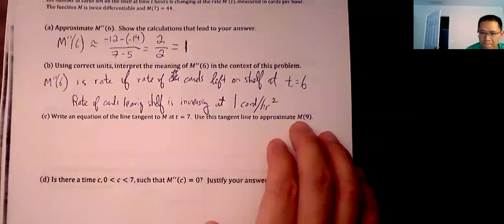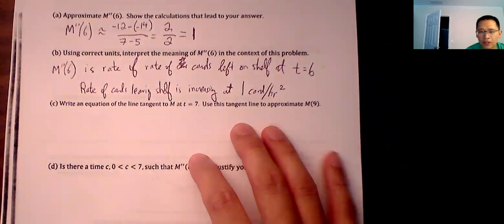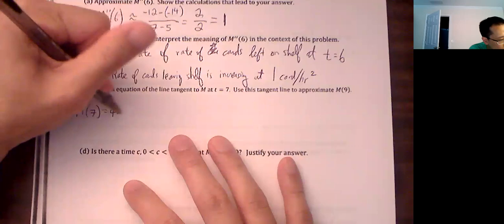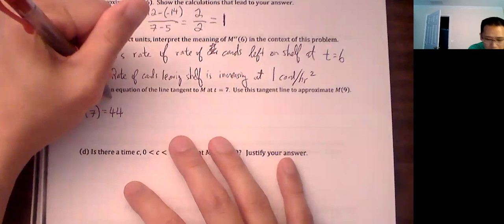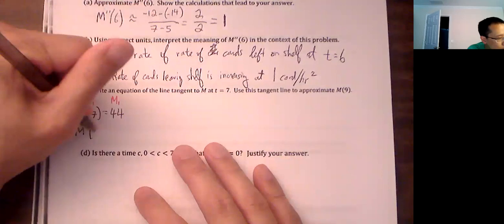Right, part C, write the equation of the line tangent at t equals 7. So if I want to find the tangent line, I need to find an ordered pair, I need to find slope. So there's our ordered pair, right? M of 7 equals 44. So I can think of this as my T1, and this is my M1. Instead of X1 and Y1, I can call this T1 and M1. I also need to find the slope. The slope, M prime of 7, is negative 12, because we can pull that from our table.